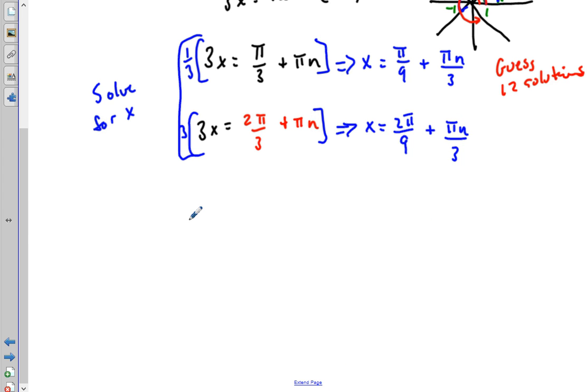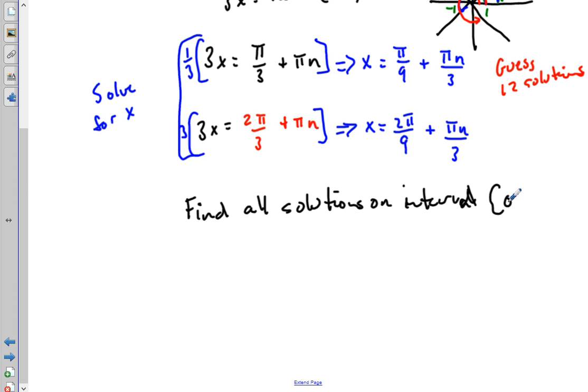So now we're going to find all solutions on the interval, I apologize, interval 0 to 2 pi. Now, if you want to change this, once again, our denominator is 9, so it'd be 0 to 18 pi over 9. That's what we're looking for.